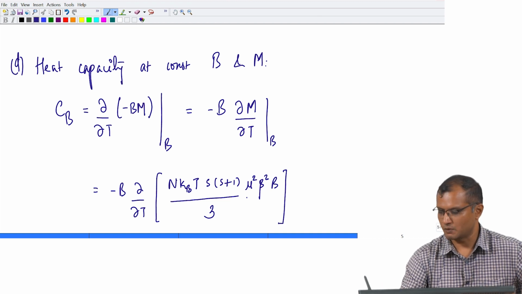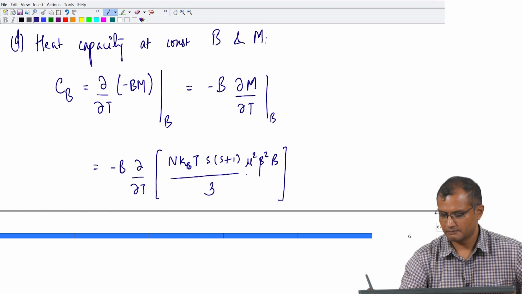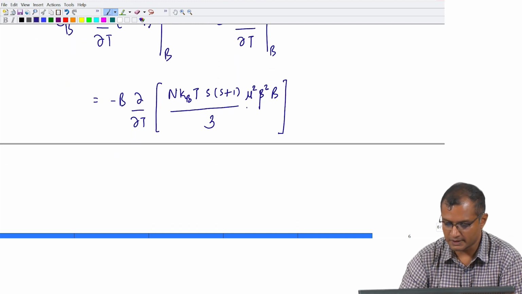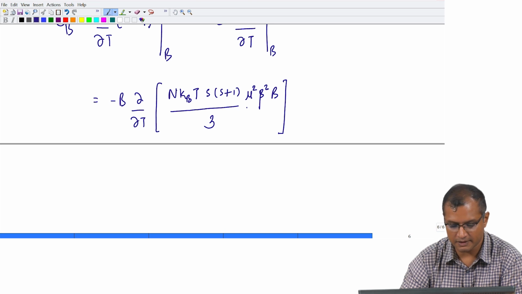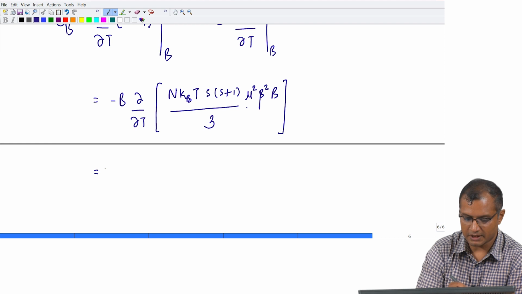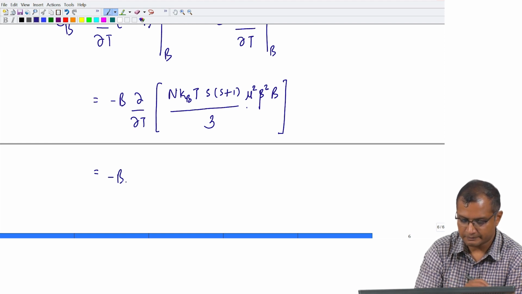Notice that there is a beta square here. So, what you are going to do here is either you can convert the temperature derivative into beta, or you can do it with respect to temperature, both are fine. So, what I am going to do here is, see that I have a 1 upon kT here. Okay. So, this simply becomes minus B.